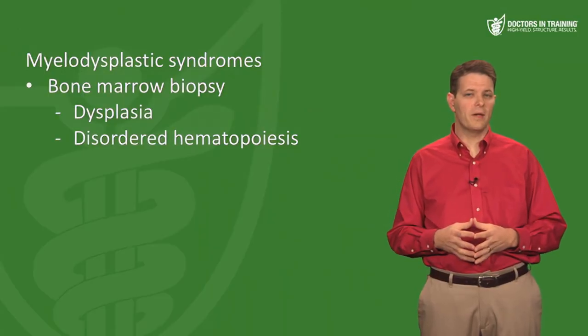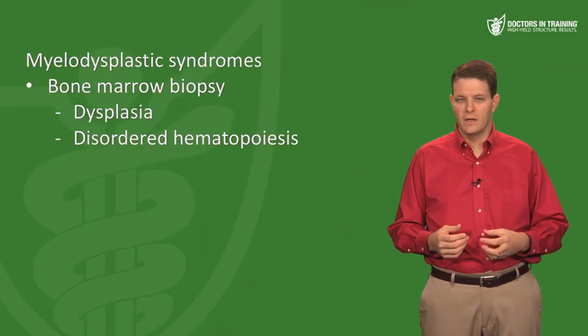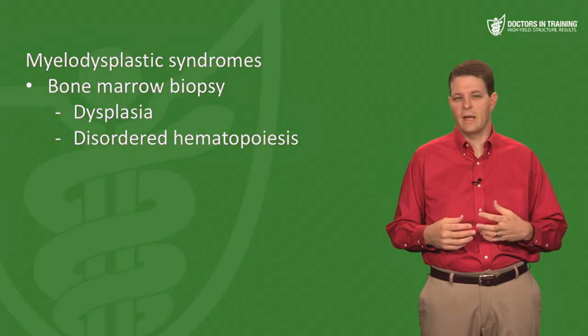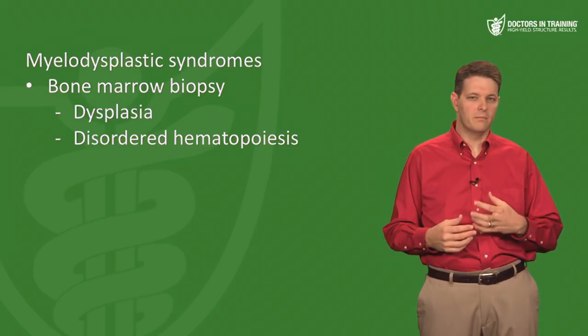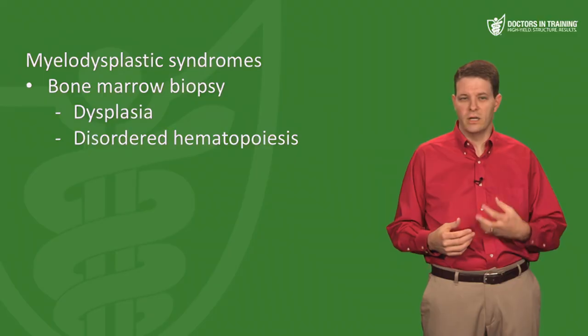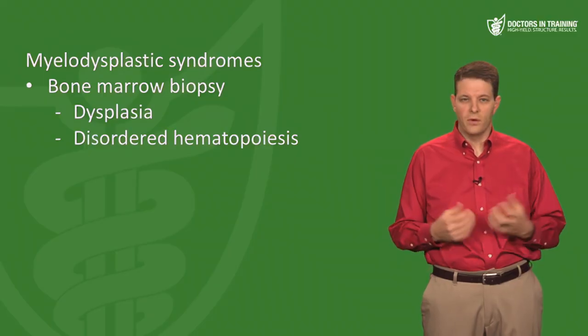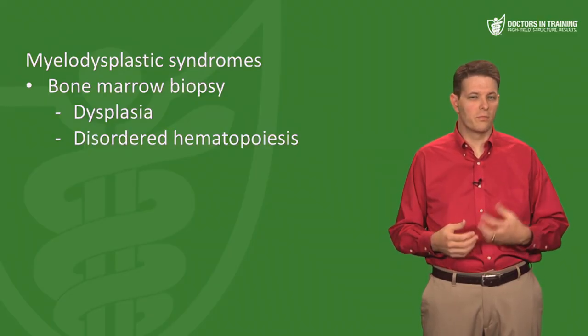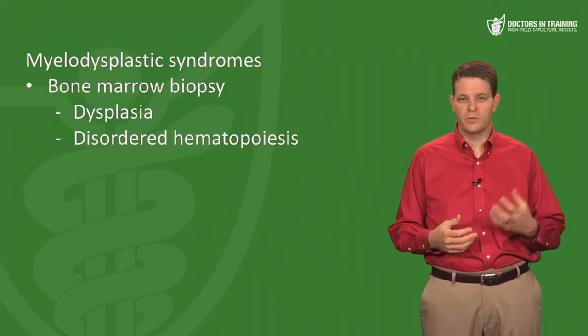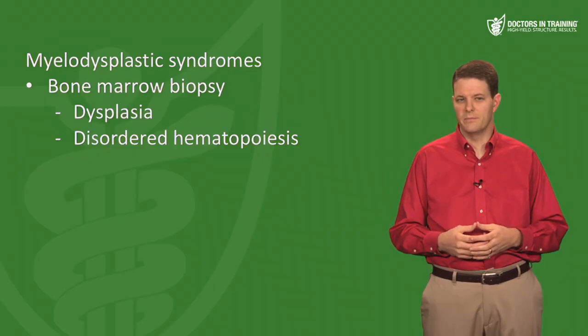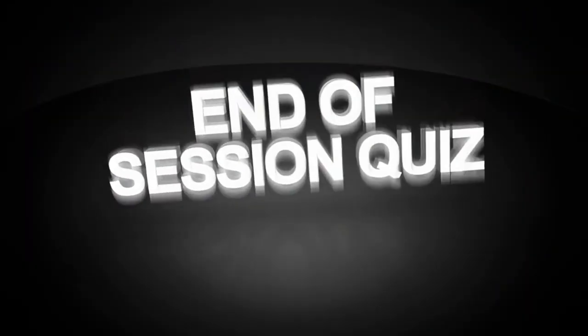Most patients with myelodysplastic syndromes are asymptomatic, and the diagnosis is only made after you find an abnormal CBC, and you end up getting a bone marrow biopsy which shows dysplasia and disordered hematopoiesis. Most of the time we simply monitor these patients for progression, or we could treat with transfusions and growth factors as needed. Now we're ready for the end of session quiz, which is just one longish question. So pause the video, write in your answers, and then we'll go through them together.